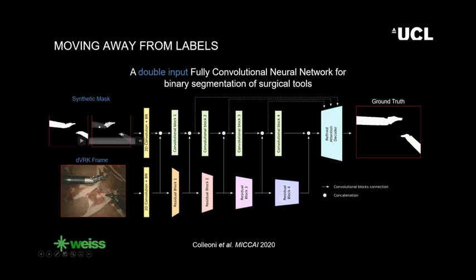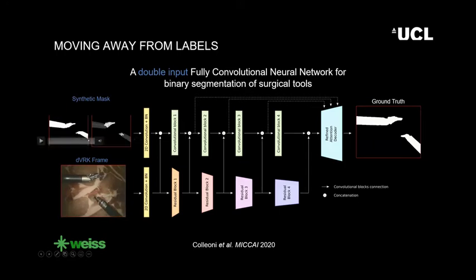We've got CAD models of what the instruments look like. We can articulate those CAD models and generate simulation images with synthetic masks and ground truth masks. And we can also use the Da Vinci Research Kit. So we have a physical Da Vinci research platform. We can use that to generate real data with kinematic information.